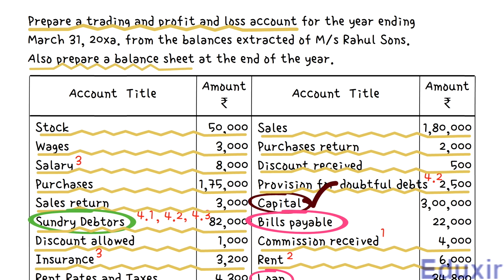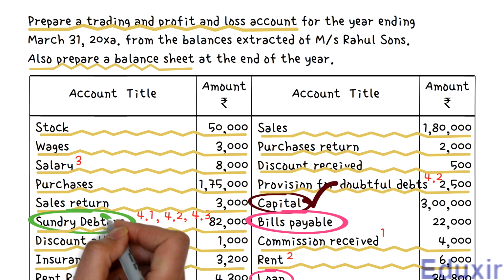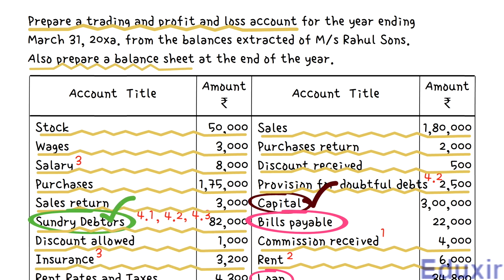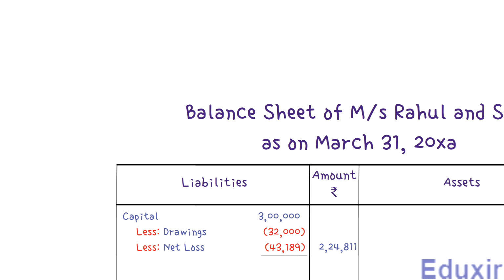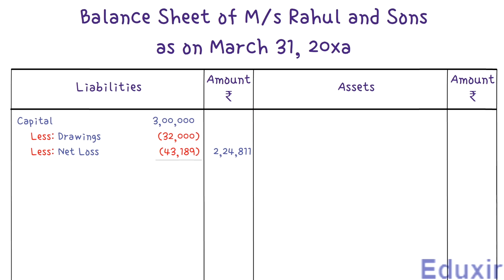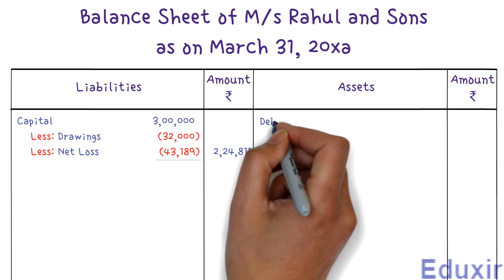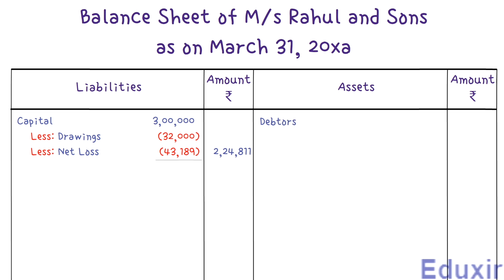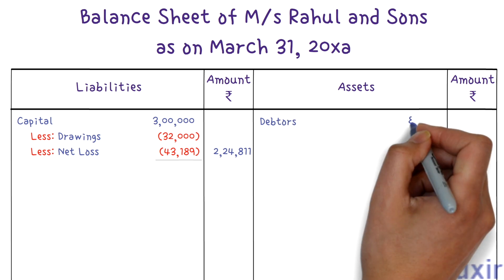The next balance is the sundry debtors, which are worth 82,000 rupees. Also, we see that there are a few adjustments to the sundry debtors. But first, let's post the sundry debtors in the balance sheet. As you know, as the sundry debtors are assets, we should post them on the asset side of the balance sheet. Let's first write debtors. Let's then write the debtors amount of 82,000 rupees.